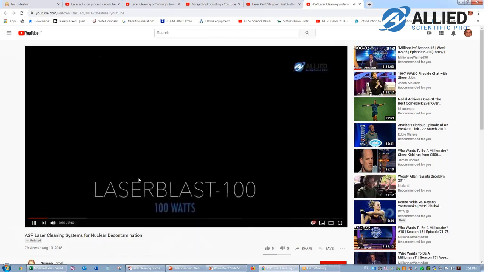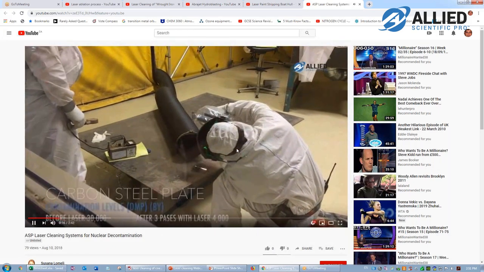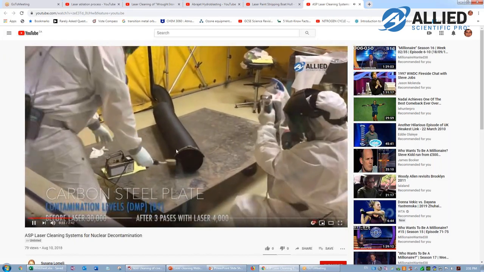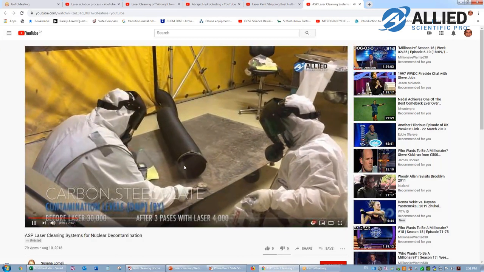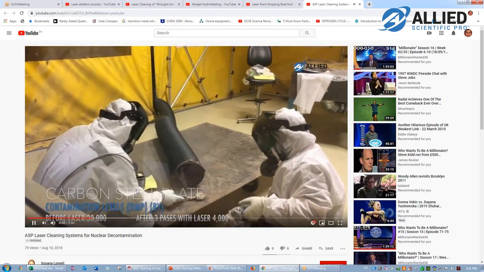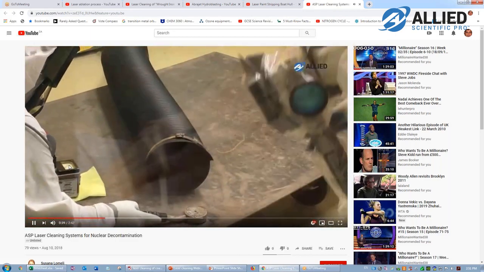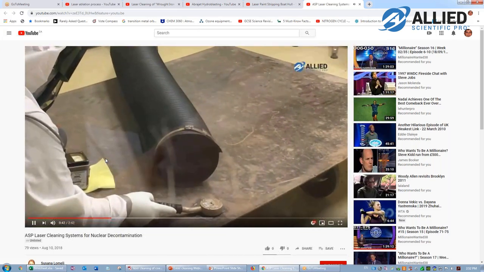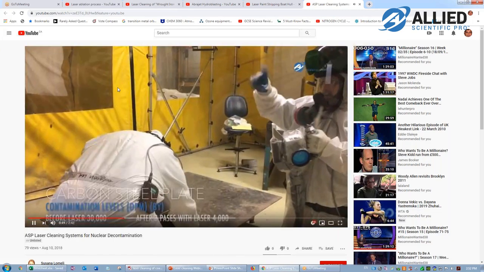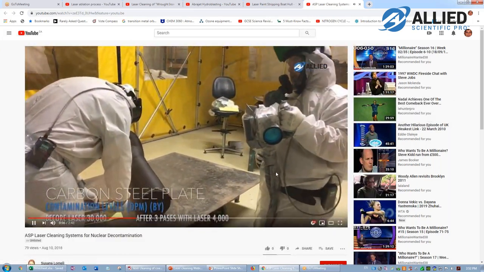This was done on July 17, 2018, using the 100 watt laser blast system. So here is the metal steel plate that is being cleaned. This black tube here is a suction pump that takes the contaminants to a filter on the other side. So the radiation technologist is measuring the amount of contamination from the surface several times. Our engineer is outside this clean room and is giving directions to the worker here to adjust the laser parameters.